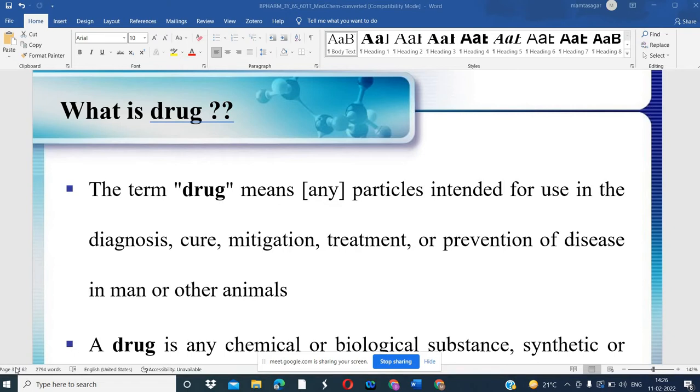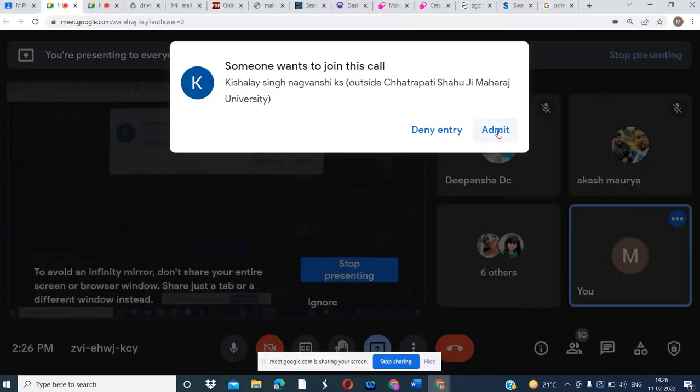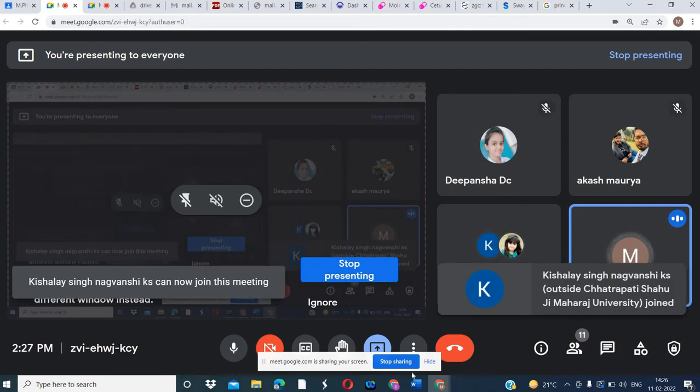We can have some more definitions of drug also, some more easy definitions. Because you are from the pharmacy background, you can tell me more definitions. You know better than me.